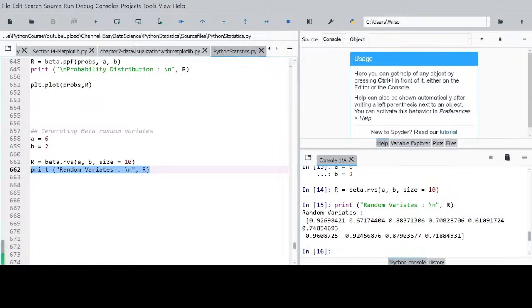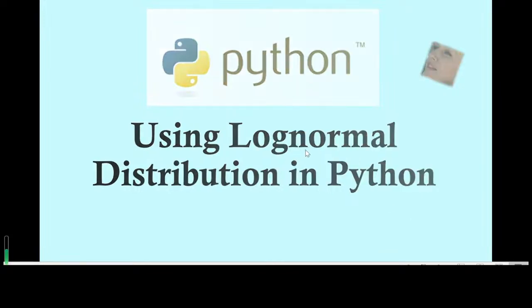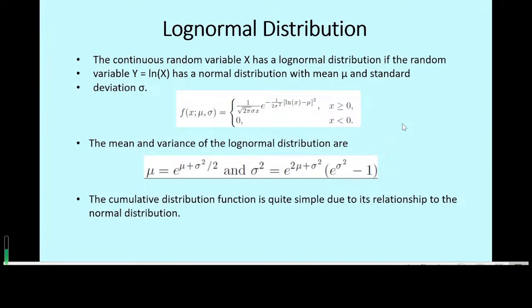Thanks for watching. In this video we will show how to use Python to work with the lognormal distribution. So first, we take a look at the lognormal distribution. If for a continuous random variable x, the log form of x, y, has a normal distribution with mean mu and standard deviation sigma, then we can say x has a lognormal distribution.